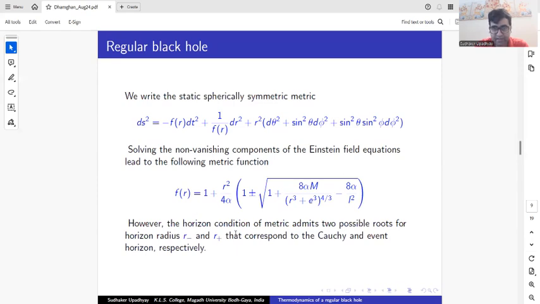So here you can see there are two branches, one for positive and one for negative. We can see this positive branch gives the instability, so this is not of much physical interest. So we keep the negative sign for further investigations. So here you see the horizon condition. If you put this horizon condition, there are two possible roots, namely r minus and r plus, that correspond to the Cauchy and event horizon.